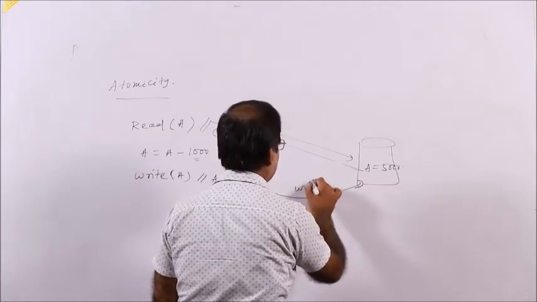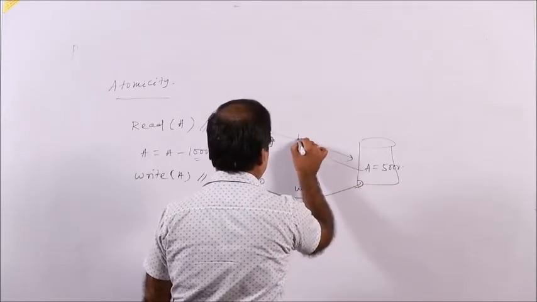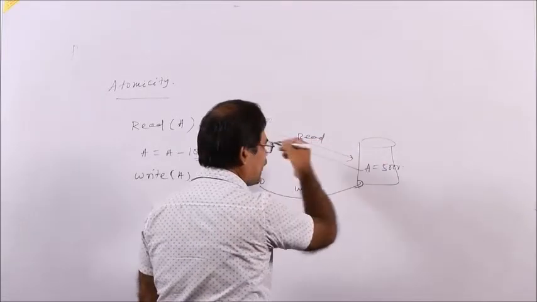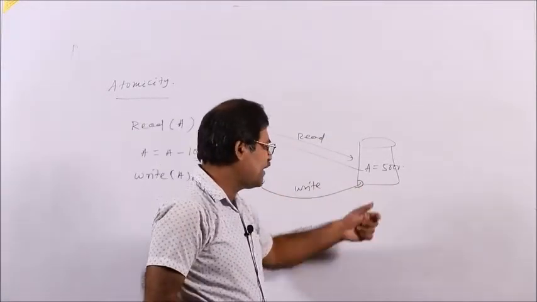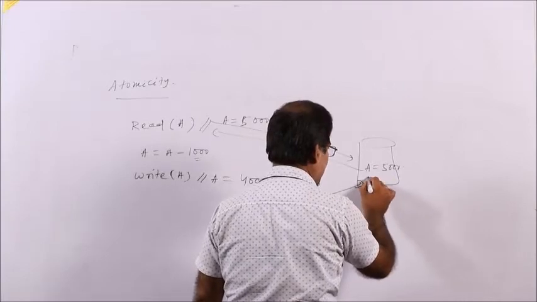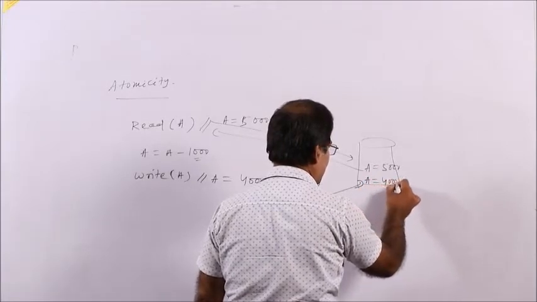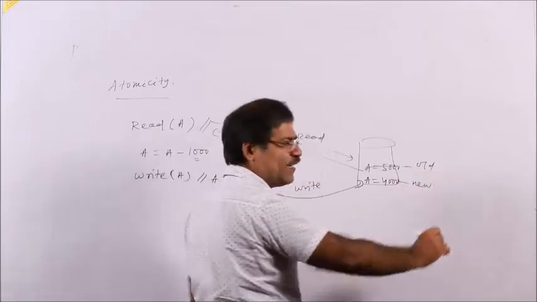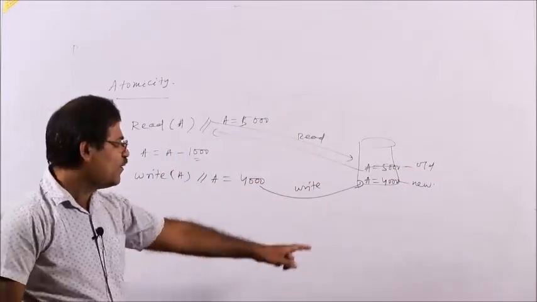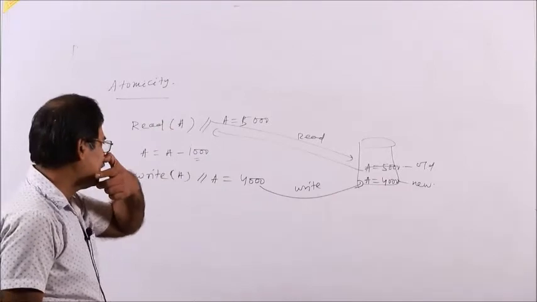This is a write operation. This is a read operation. So you read from the server, and after the updation, the updated value will be written on the database. So what is the updated value? The updated value will be 4,000. So this is the old value, and this is the new or updated value of your account. So now your account has 4,000 rupees.